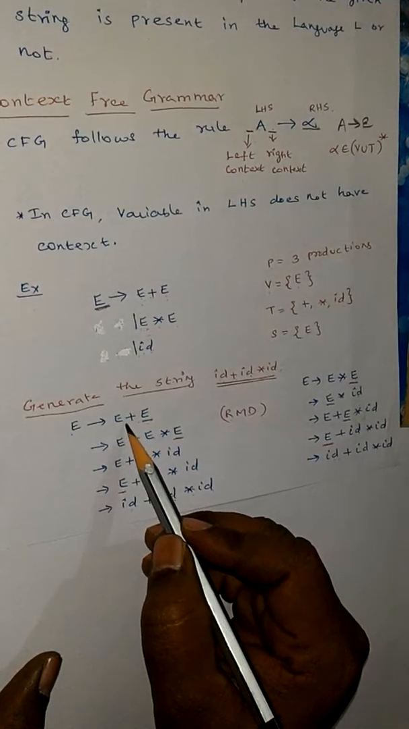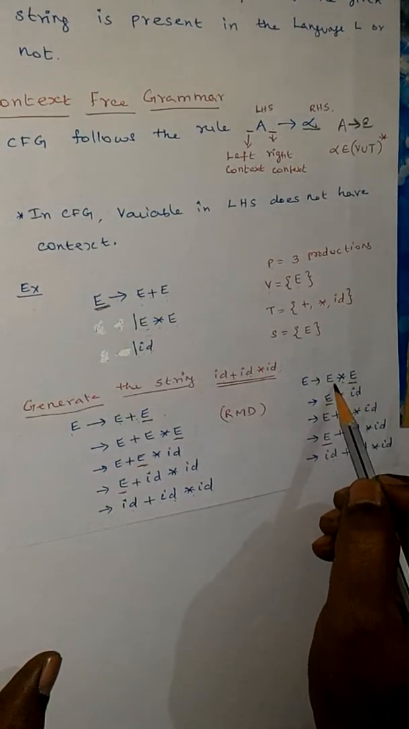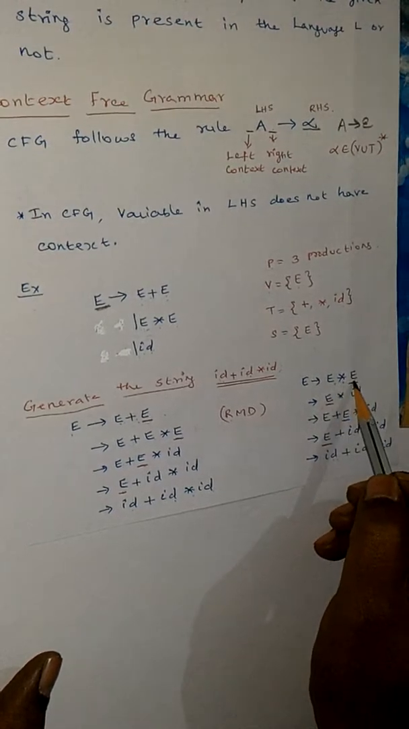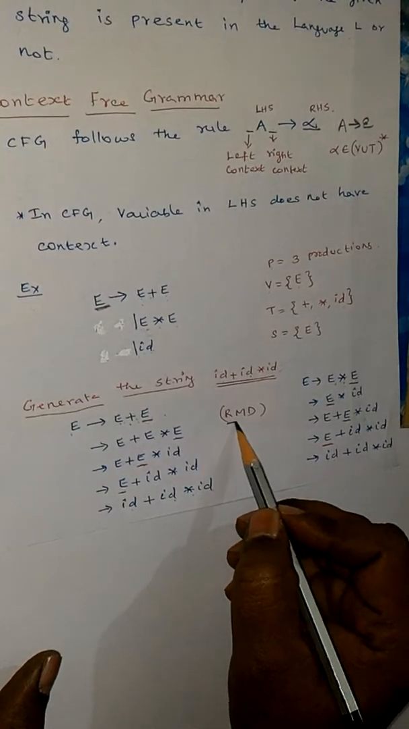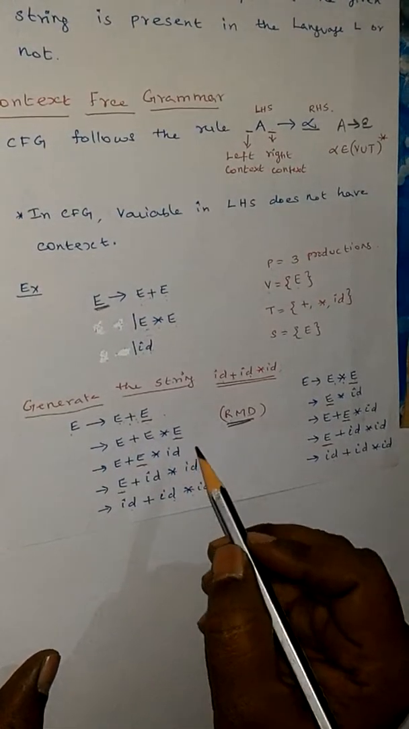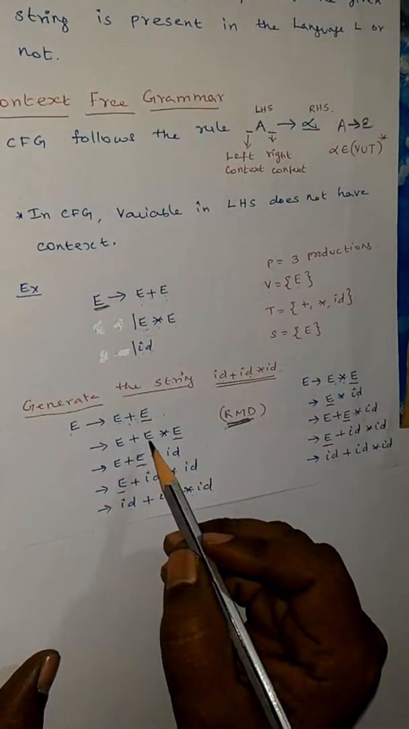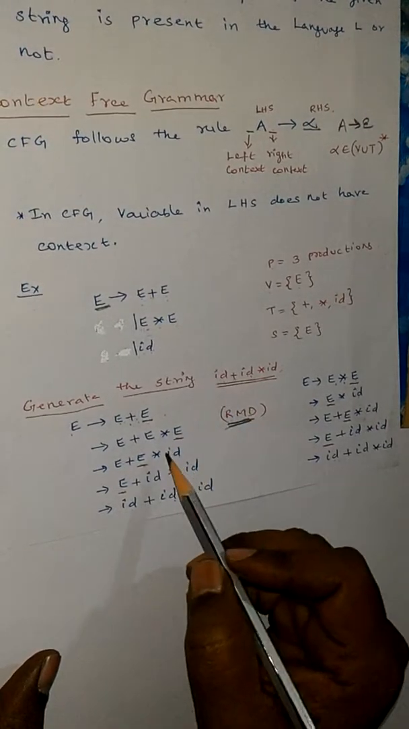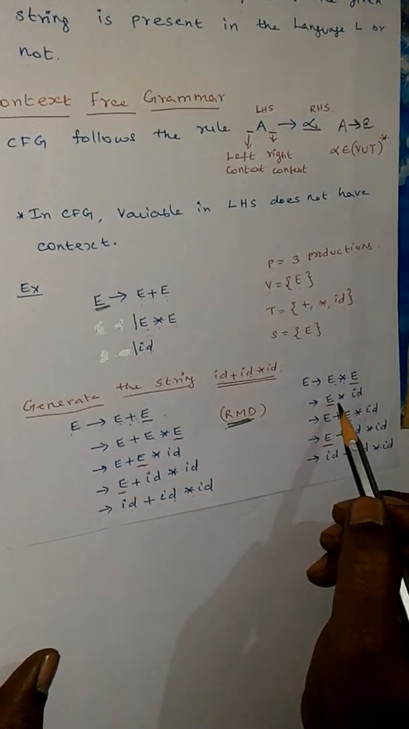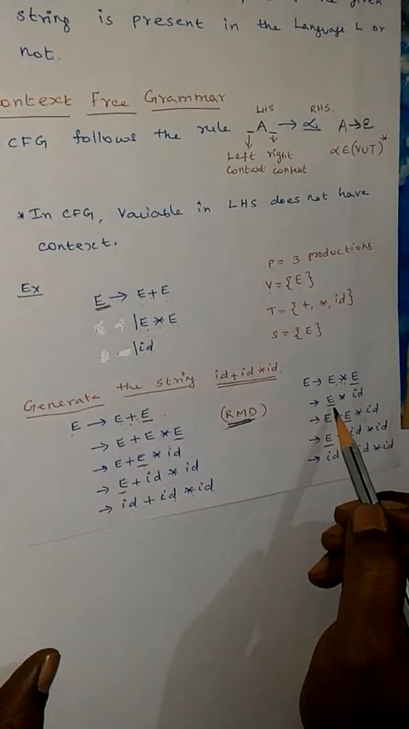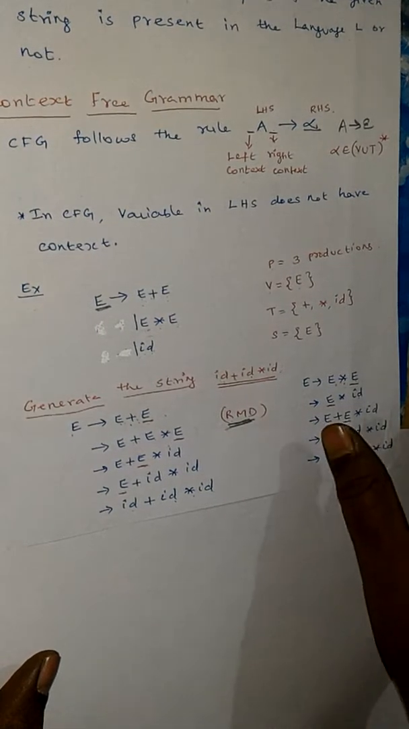Look at here. Initially we took E plus E, but here we took E star E. So different productions we consider, but we are using the same rightmost derivation method. So here the single string is constructed by two different rightmost derivation methods. If we construct like this, that is called ambiguous grammar.